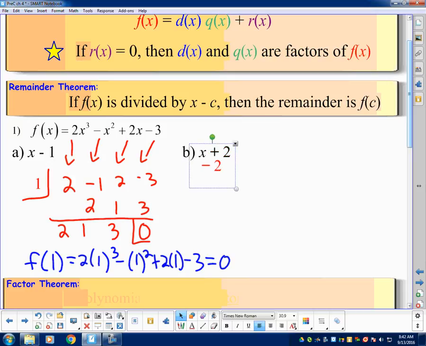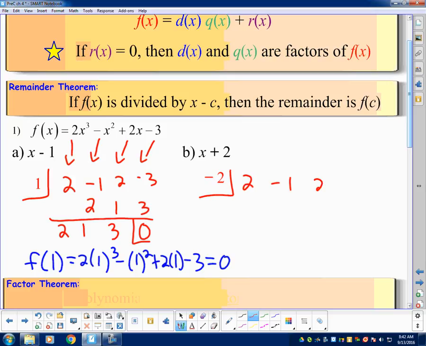All right, let's bring this one down here. Why don't you go ahead and do the synthetic division here and see what happens with this guy. We have 2, -1, 2, -3. All I really care about here is what happens down here. Did you get -27?